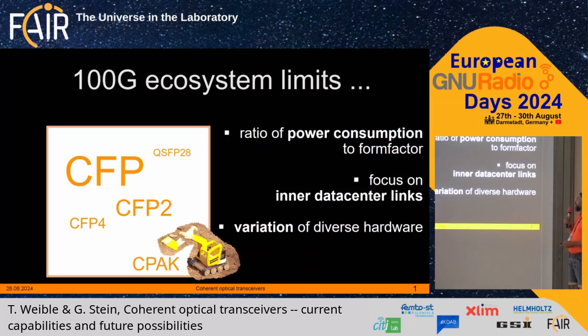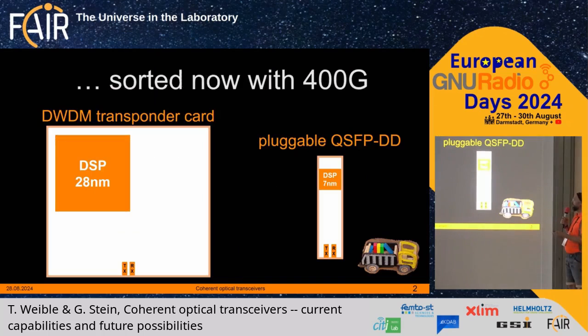Now, for longer links, DWDM, dense wavelength division multiplexing, is still used. To enable this, a DSP is used, doing all the modulation when it comes to coherent technology, but with the effect that it was a big chip placed on a line card, compared with the current solutions doing 400 gigabit.